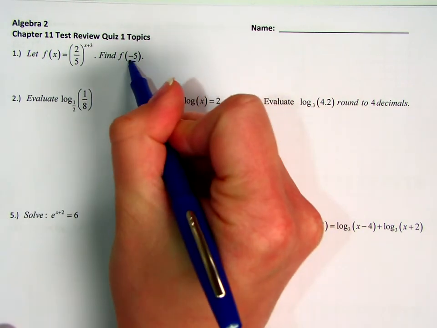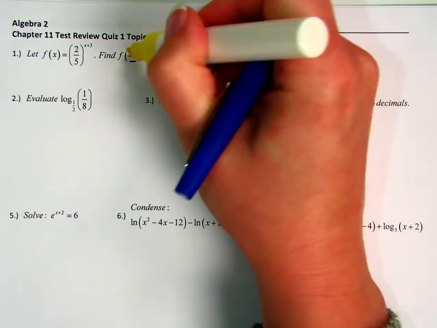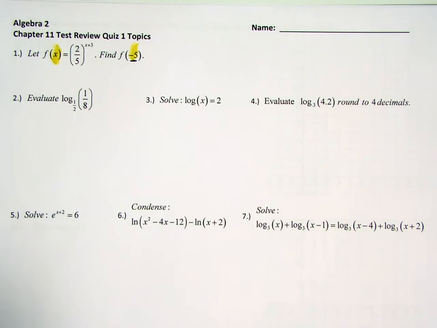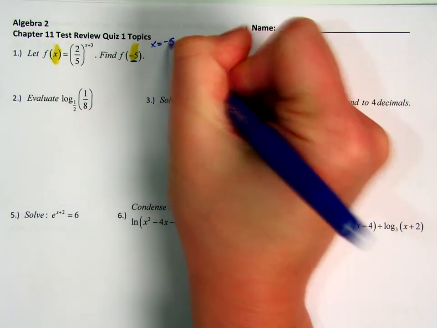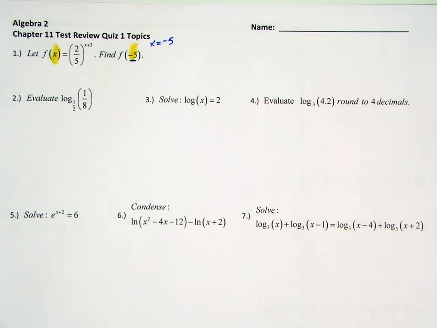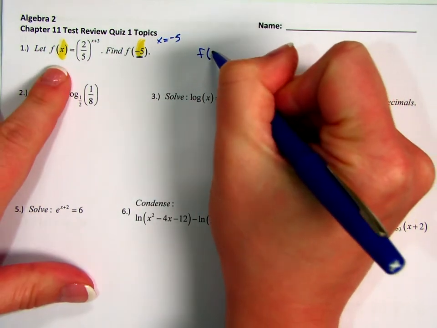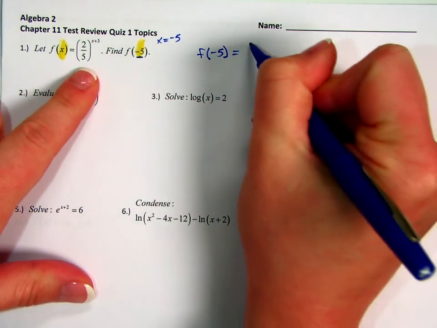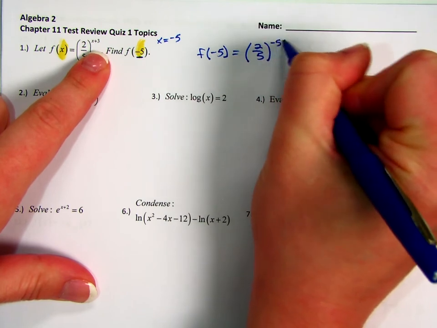All right, so looking at number 1, f of x equals 2/5 x plus 3. They're asking us to find f of negative 5. What we should note is that this negative 5 is in the parentheses, which is where the x was to begin with. So that tells me that really x equals negative 5, and I should be putting negative 5 everywhere I see the x. So f of, instead of x, we'll put negative 5 is equal to 2/5. Instead of x, we put negative 5 plus 3.